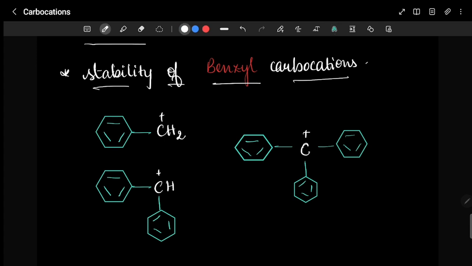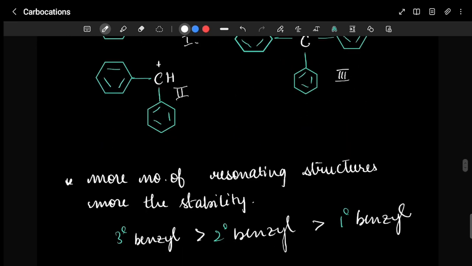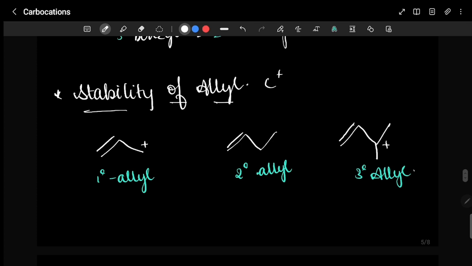We can clearly see that 3 has more resonating structures than 2 than 1. When there are more resonating structures, we know that the stability is more. Because of extended conjugation and more resonating structures, 3 is more stable than 2, which is more stable than 1. So that is how 3-degree benzyl is greater than 2-degree benzyl, more than 1-degree benzyl carbocation. More number of resonating structures, more the stability. Very simple.